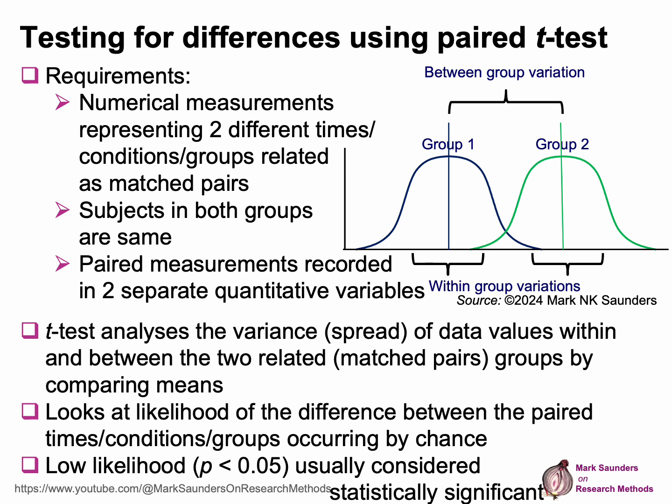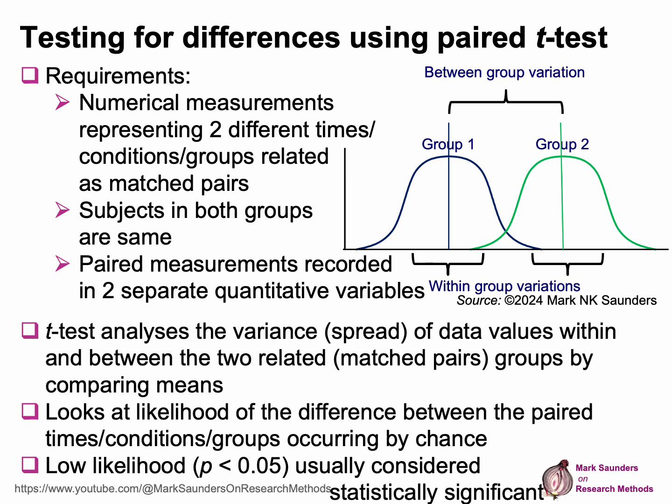So when we're testing for differences using the paired t-test, we have a number of requirements. The first is that our data must be numerical, and these measurements represent two different times, before and after, two different conditions, and the groups must be related as matched pairs, and we'll see what that looks like in our data set. The subjects in our groups are the same, so for each case we have a before and an after measurement, and these are paired measurements and they're recorded in two separate variables.